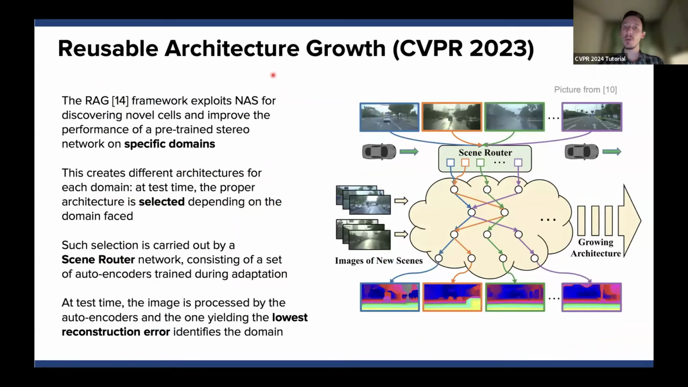And another approach is the reusable architecture growth framework published at CVPR last year. And this framework, in short dubbed RAG, exploits once again neural architecture search in a way similar to LEAStereo that we have presented an hour ago, more or less. And basically, it uses neural architecture search to take a pre-trained stereo network and make it grow when adapting to specific domains. Specifically, the authors selected four different domains from the DrivingStereo dataset, characterized by rain, fog, cloudy, and sunny environments. And for each of these domains, the pre-trained network is further optimized to be enhanced with additional components, additional modules, additional convolutional layers, in order to obtain a new domain-specific stereo network that has been specialized on the single specific domain.